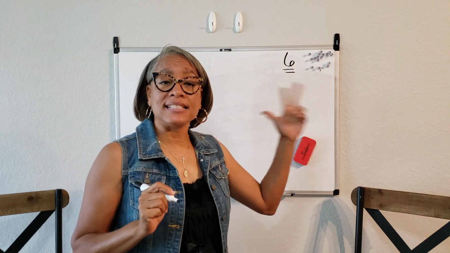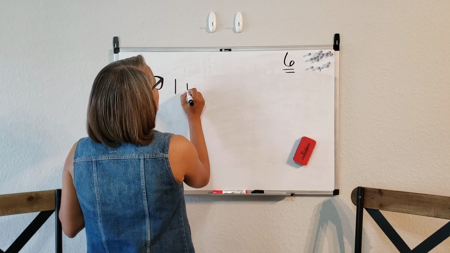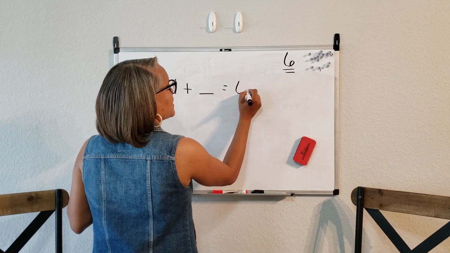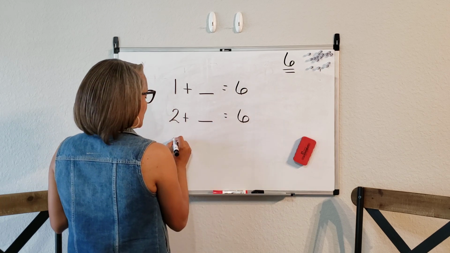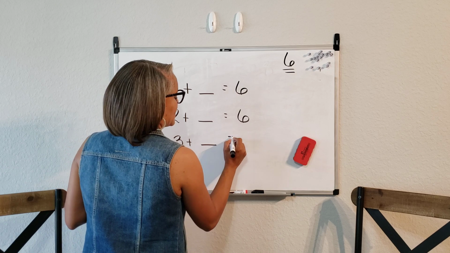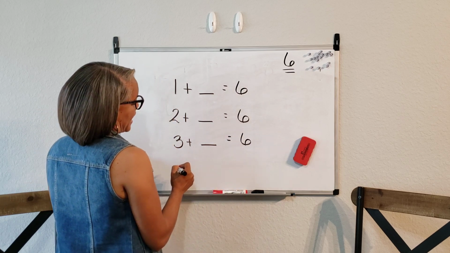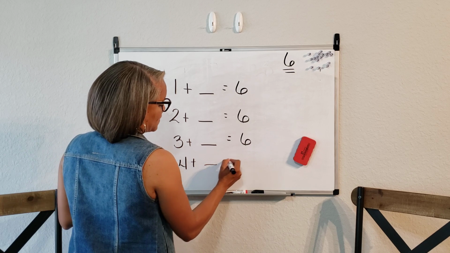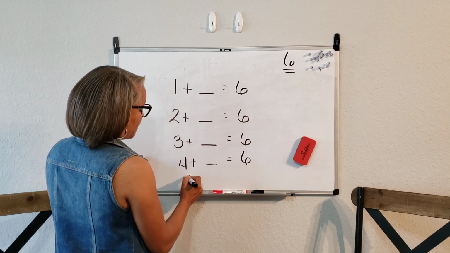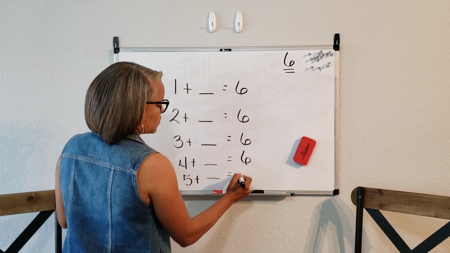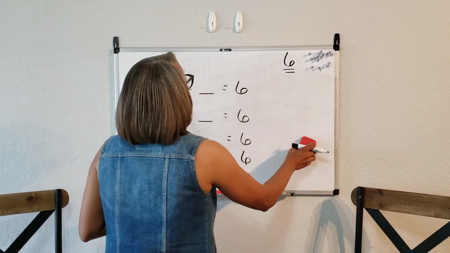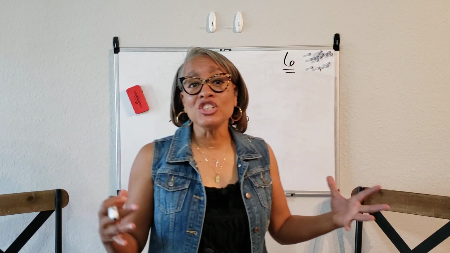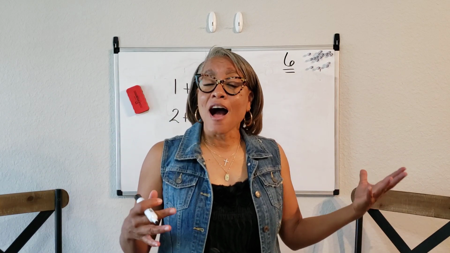So we have addend, sum, okay? So let's do 1 plus something equals 6. 2 plus something equals 6. 3 plus something equals 6. Okay, and 4 plus something equals 6. And then 5 plus something equals 6, okay? You're going to see a little pattern in this, and then we're going to do another one, and then we'll do our worksheet. Okay, so what we can do is we can use dots to find the other addends.